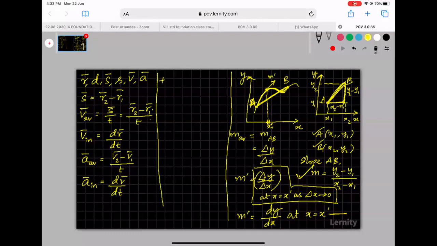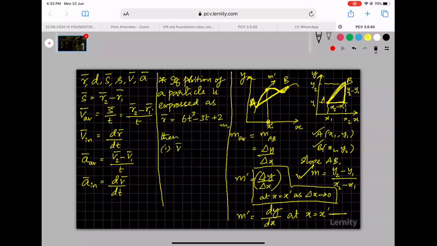Say for example, there is a question like this. Okay, we're stepping into an example. If position of a particle is expressed in terms of time as r bar is equal to 6t cube minus 3t plus 2 meters, where t is in seconds, then its velocity is dash, its acceleration is dash, all such things.